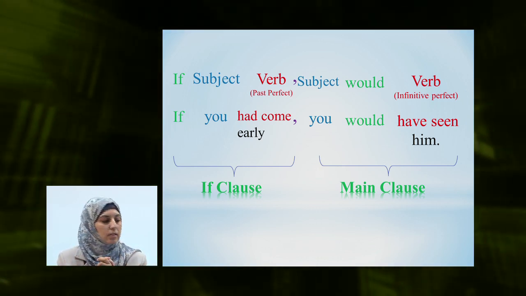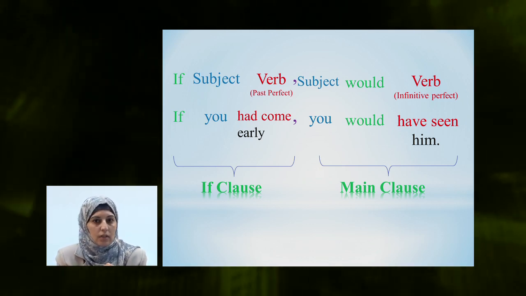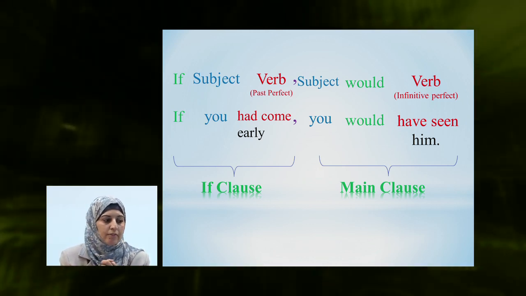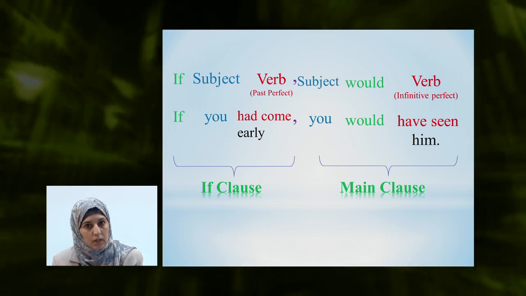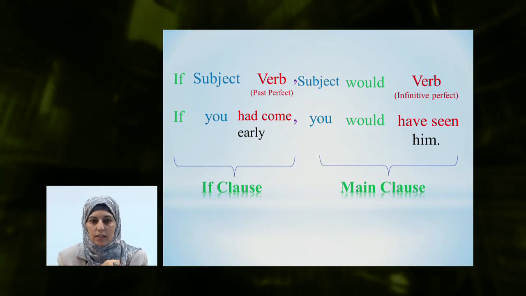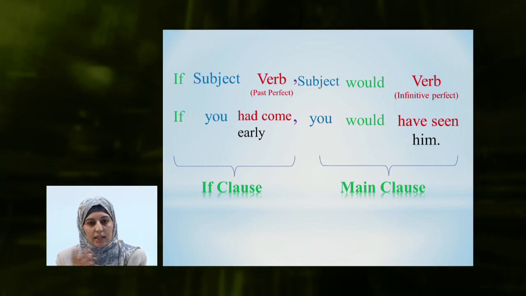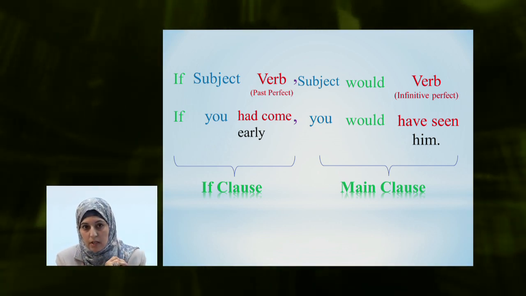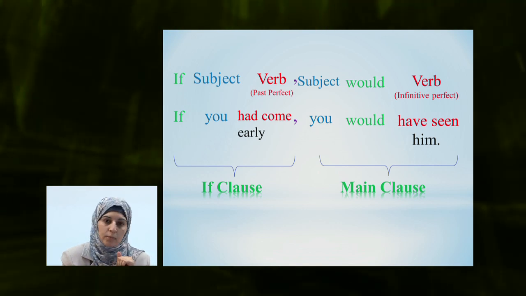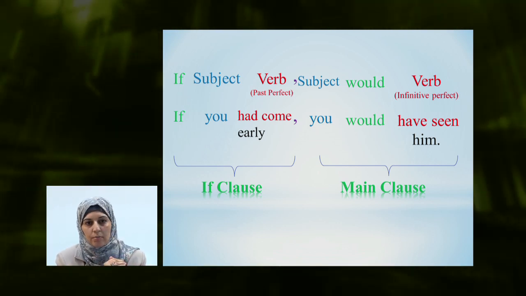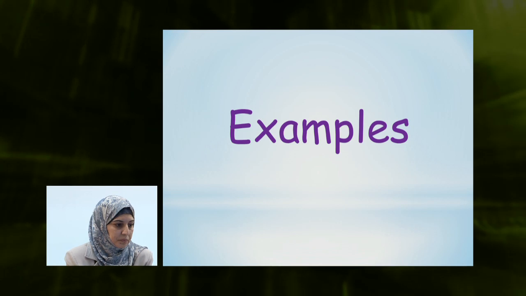Now, let's read the sentence. If you had come early, you would have seen him. What is the reality for that? The result, seeing him did not happen because the condition, which is coming early, didn't happen in reality.